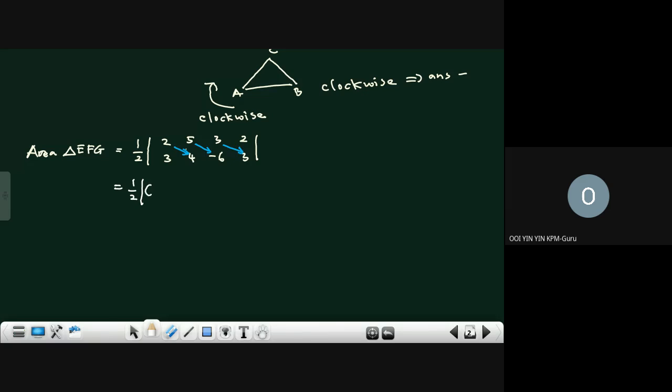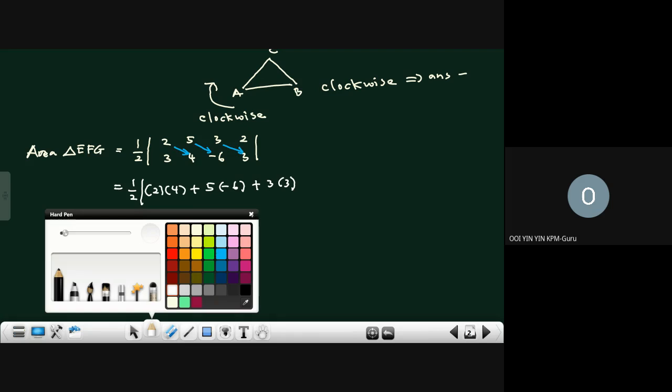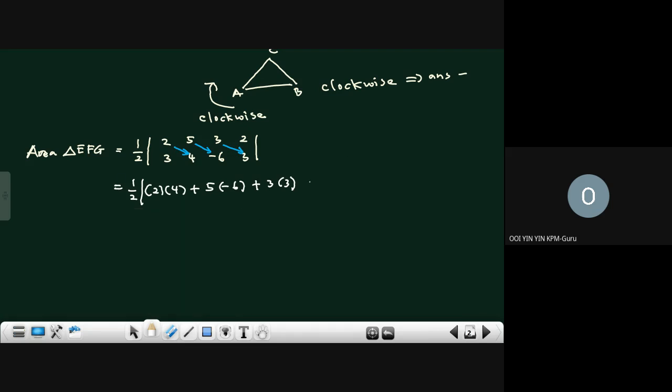The first thing here is 2 multiply 4, and then plus your 5 multiply -6, and then plus your 3 multiply 3. Okay, that's done for your first 3 points, so the upper part is done. Then don't forget the very important part here. After you finish these 3, you must put a minus, the formula has a minus here. Don't remember it wrongly, you see I write it big here.